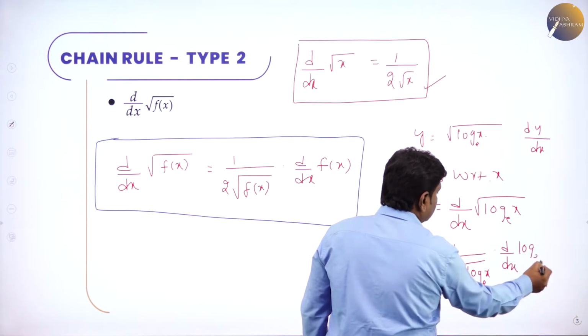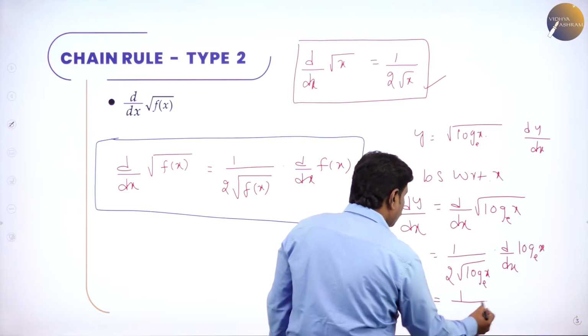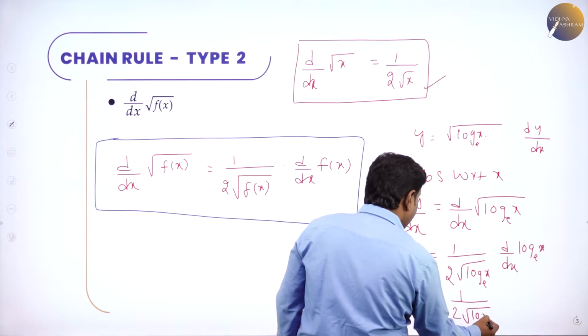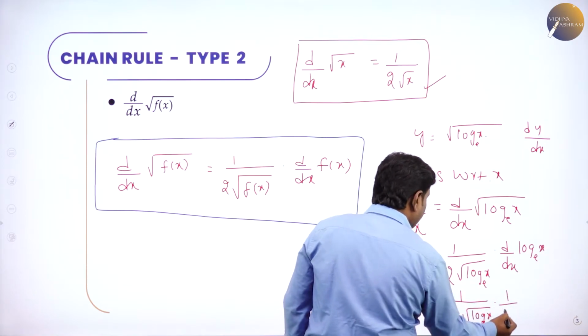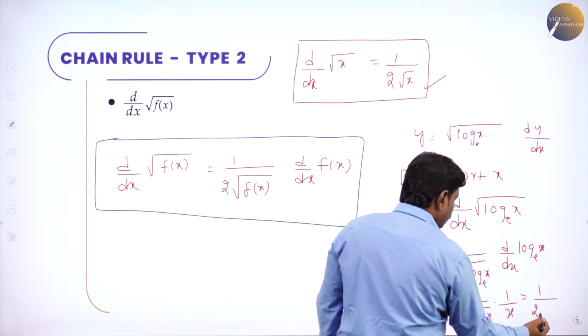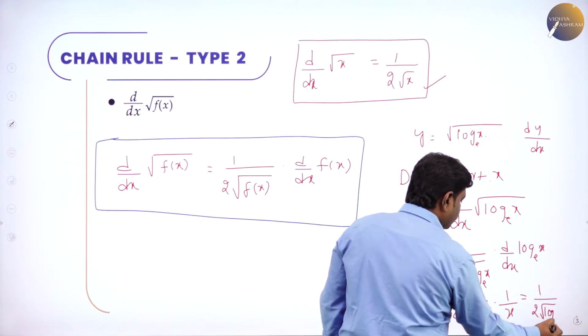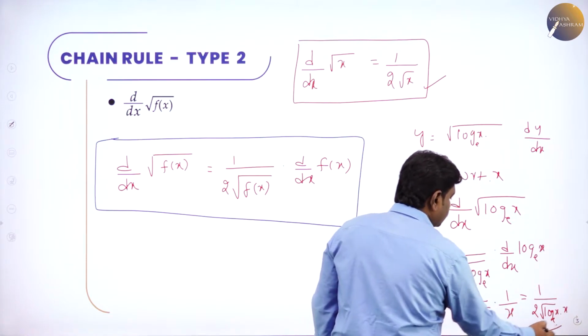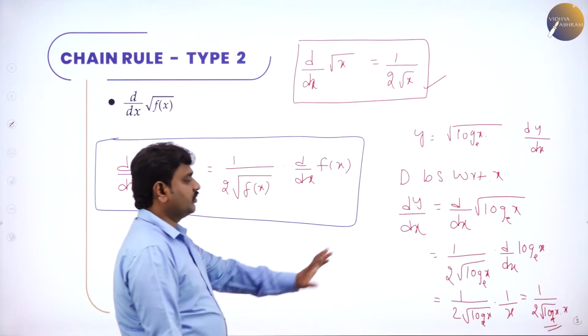That is 1 by 2 root log x into derivative of log x. What is derivative of log x? 1 by x. So finally, 1 1s are 1. Simplify: 2 root log x into x. So the final answer, I wrote it.